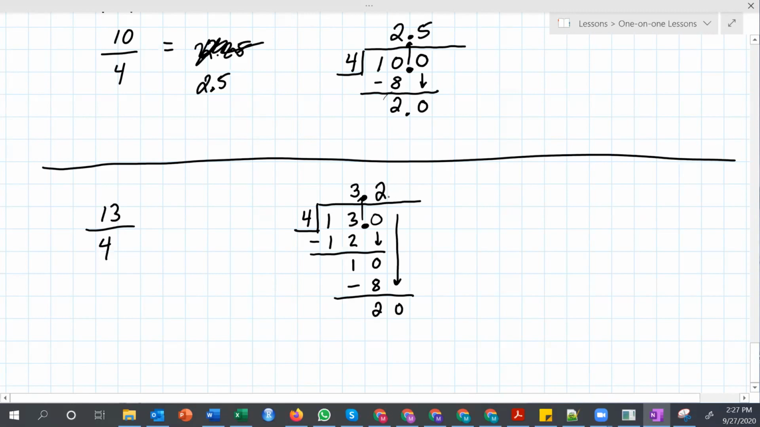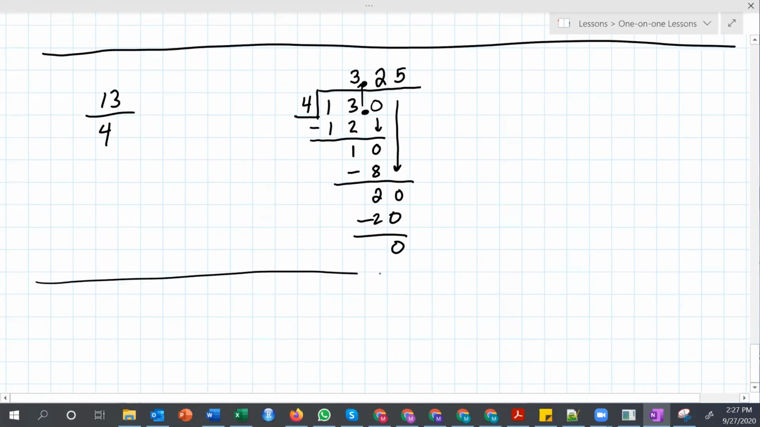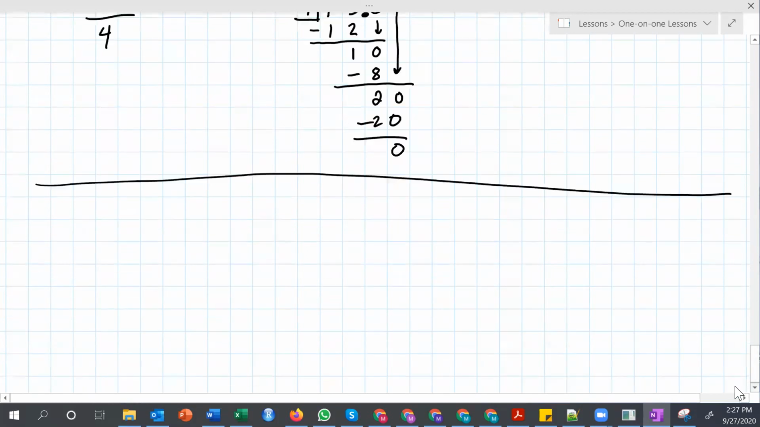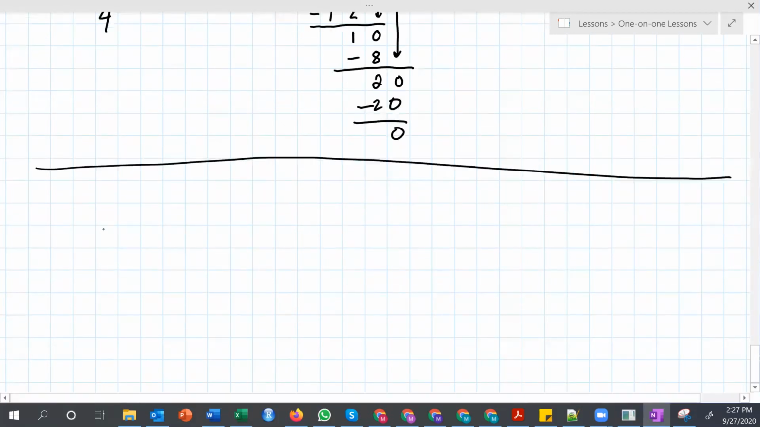3.20. What number goes here? It's 4 into 20 now. Oh, 4 into 20. Okay, so 5 goes there. Perfect. 5 times 4 is 20. When you subtract, you get 0, and you're done. So now I'm going to give you one really similar to that. 15 divided by 4.